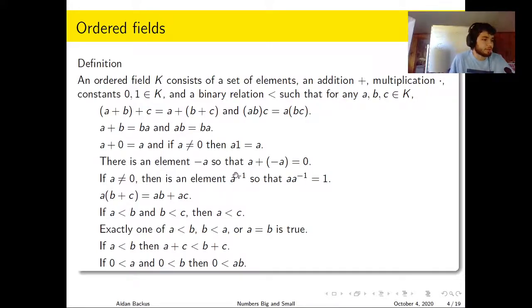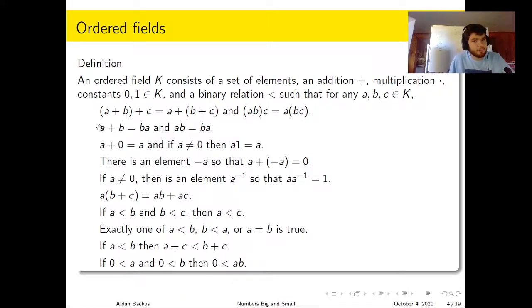You can also divide things. You can take a inverse, and then a times a inverse is 1. Multiplication distributes over addition. If a is less than b, and b is less than c, then a is less than c. Order is trichotomous, so either a is less than b, b is less than a, or a is equal to b, and it cannot be the case that multiple of those are true. If a is less than b, then a plus c is less than b plus c. If 0 is less than a and 0 is less than b, then 0 is less than a plus b.